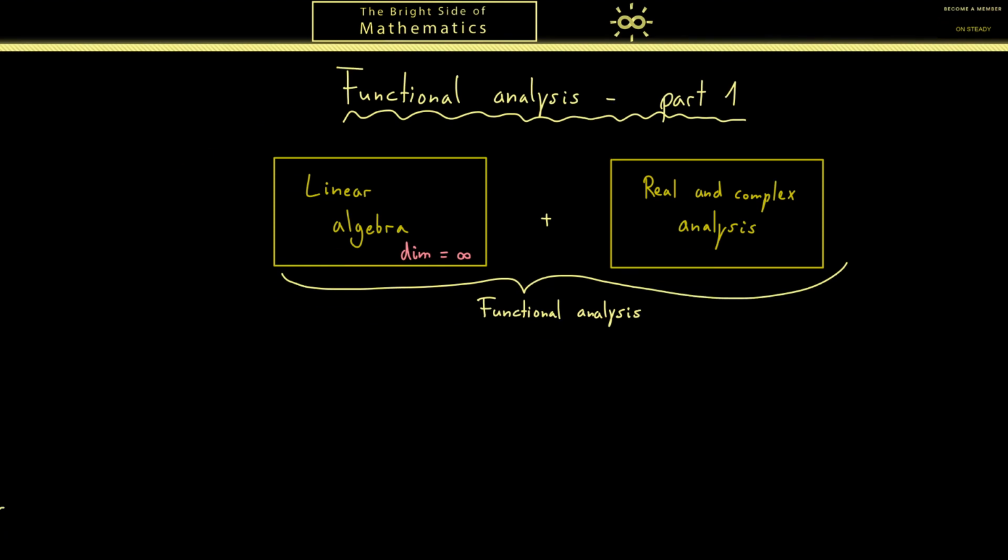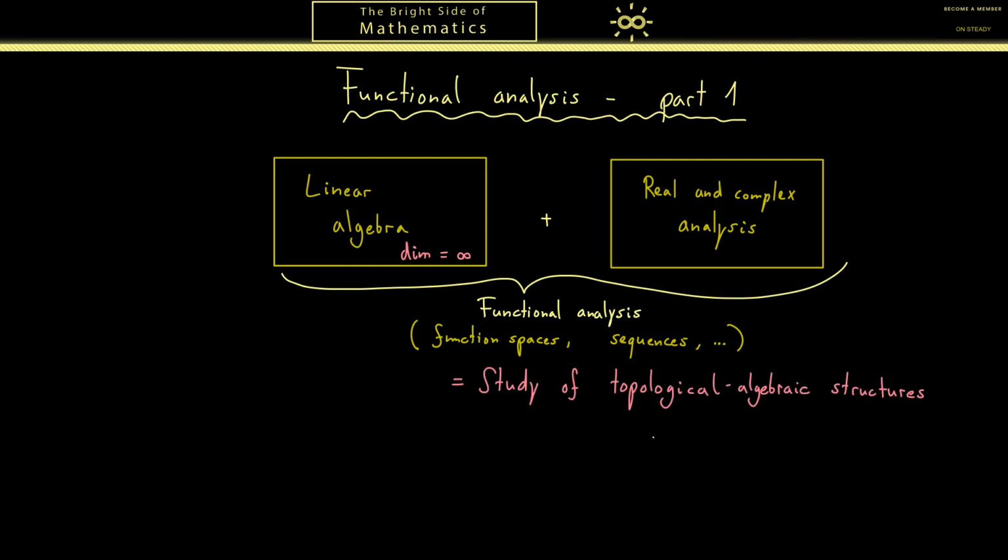know what to expect. For example, here we consider spaces consisting of functions or of sequences, and of course also linear maps between such spaces. Because in this field we always combine algebraic structures with analytic properties, one often summarizes functional analysis just by saying it's the study of topological algebraic structures. Don't worry, what this exactly means we will clear up in the next videos.